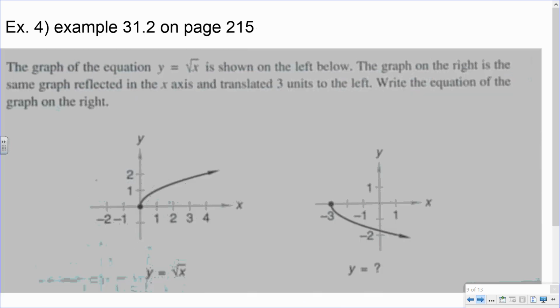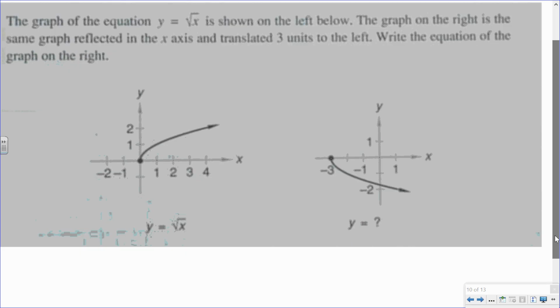Okay, next example. Still starting out with the square root graph. But now, let's reflect it about the x-axis, and let's shift it. So we're going to do two things to this. So first, if we only reflected it about the x-axis, that means we change y to minus y, which means we have y equals minus the square root of x.